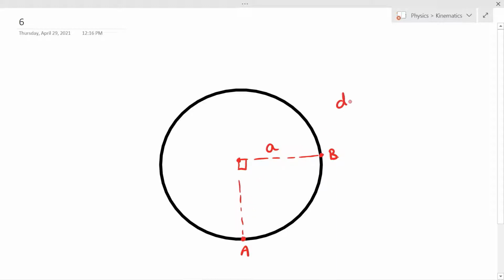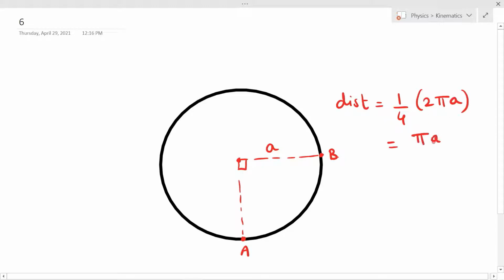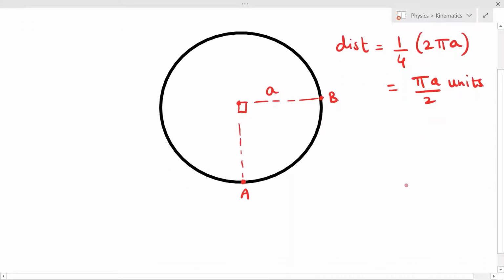The distance traveled will be 1/4 of the circumference. So 1/4 of 2 pi r, not r, it is a. So 1/4 of 2 pi a will be pi a by 2. So pi a by 2 units is the distance covered by the cyclist. Now what is the displacement? Displacement, as I have earlier told, will be the straight line between these 2 points, final and initial. So we know this is also radius a, so this will be root 2 a. The magnitude of the displacement will be root 2 a.